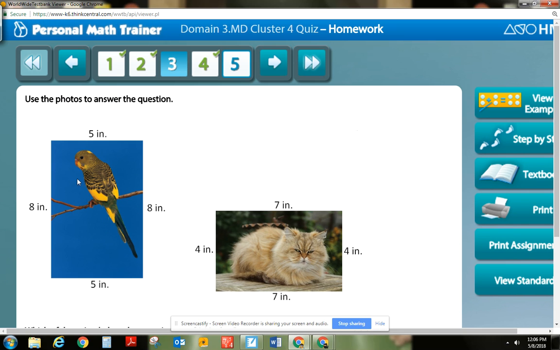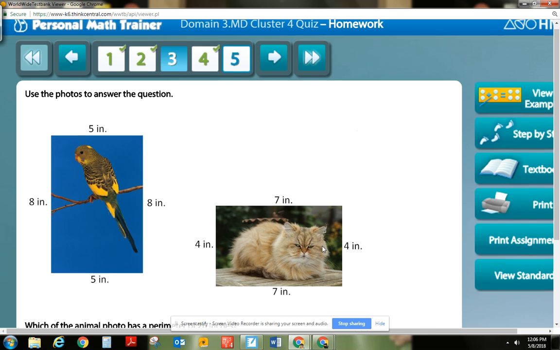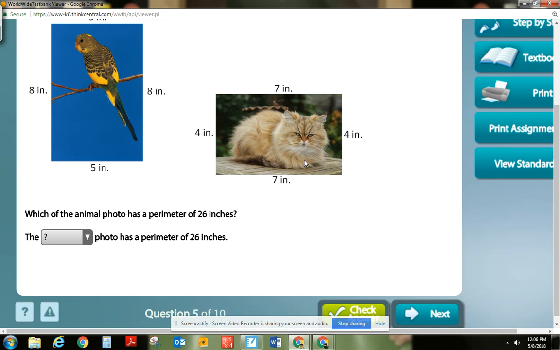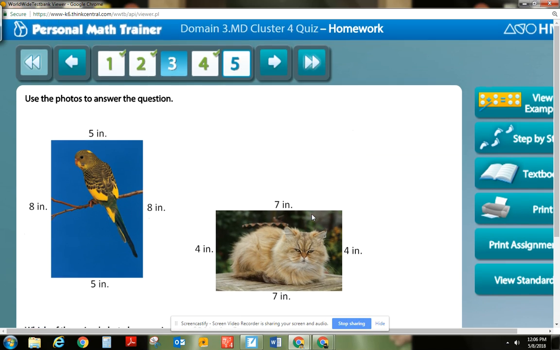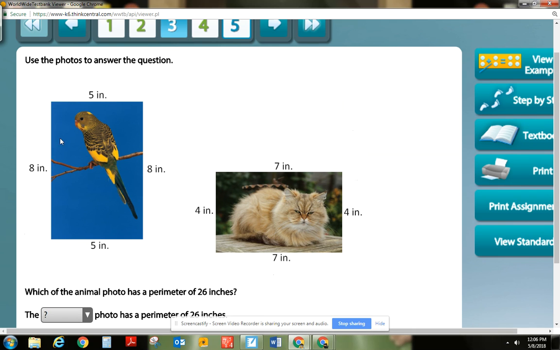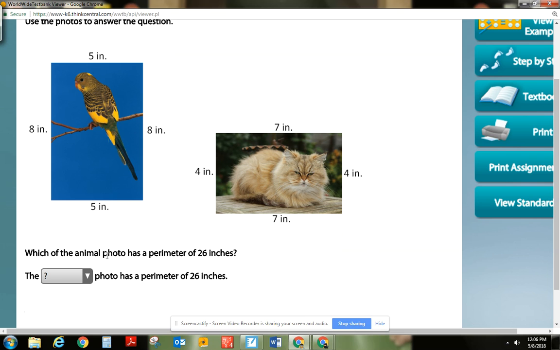Question 5. Use the photos to answer the question. I got a photo of a bird here, and I got a photo of an ugly, angry-looking cat, I should say. So I got the different markings of each side. Both of them are in inches. It says, which of the zoo animal photos has a perimeter of 26? So which one of these has a perimeter of 26?